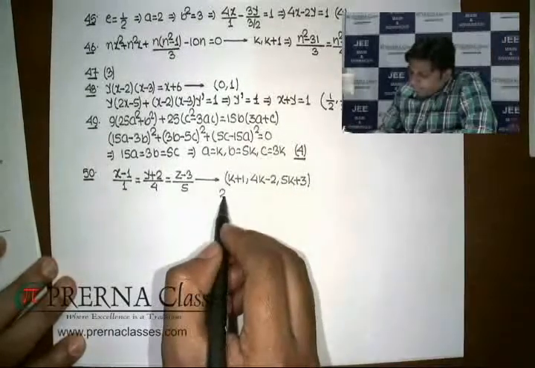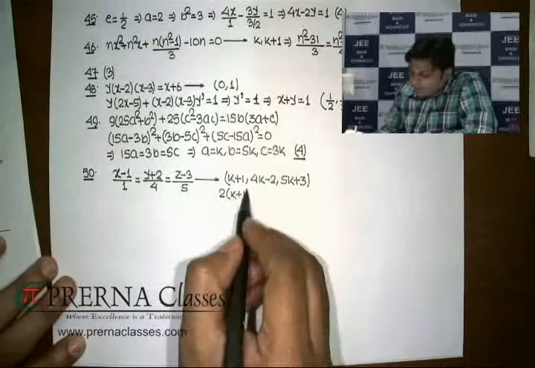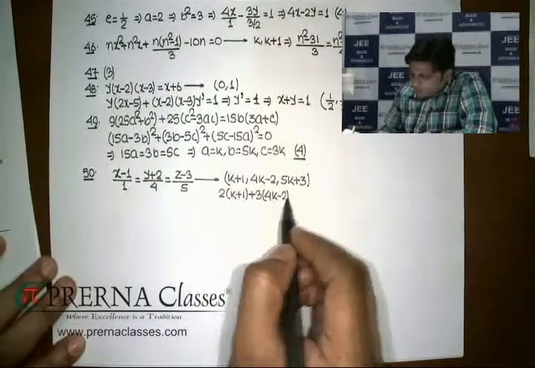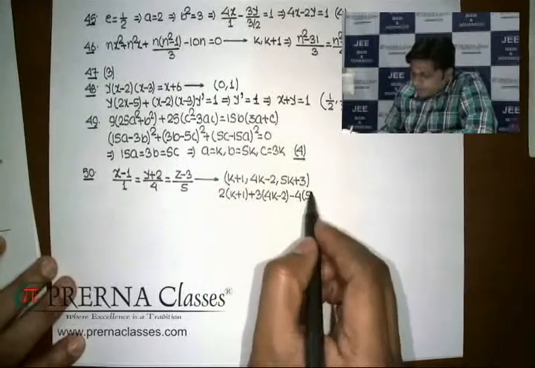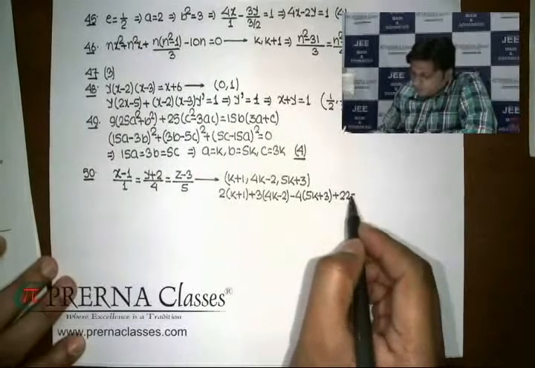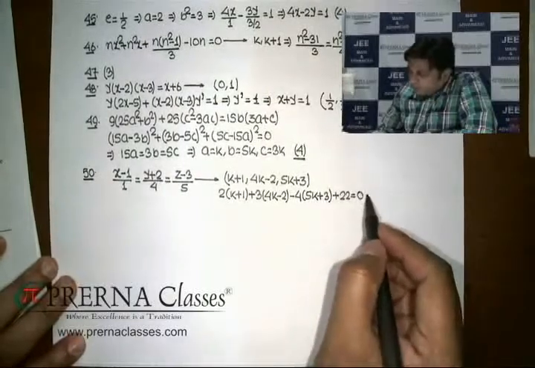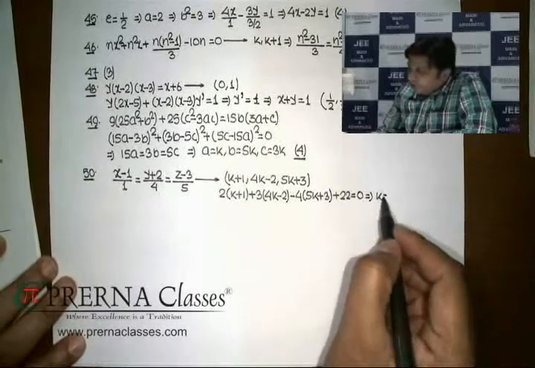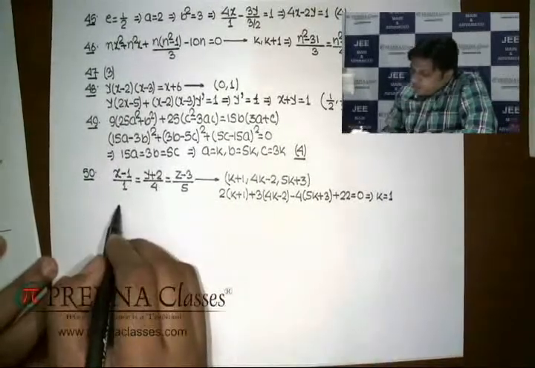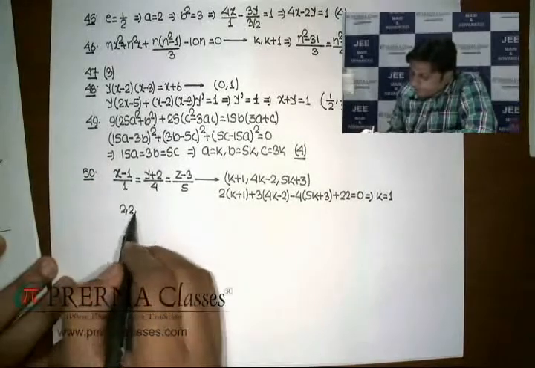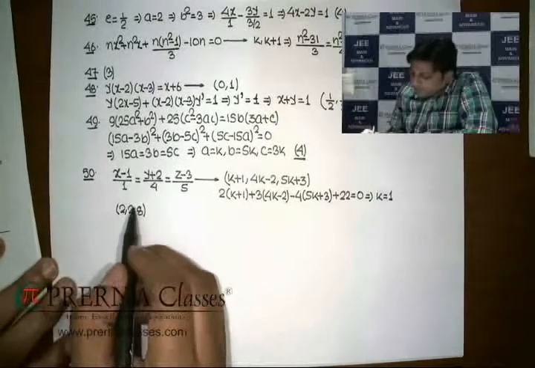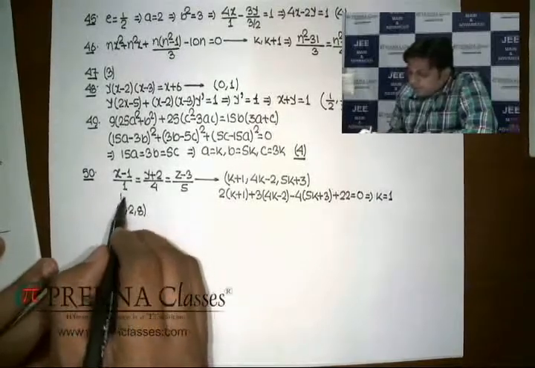5k + 3). For this point to lie in the given plane, we will have 2(k + 1) + 3(4k - 2) - 4(5k + 3) + 22 = 0. That then is going to give k's value equivalent to 1. Therefore, this point is going to be this much. Note that this point is lying on the plane.